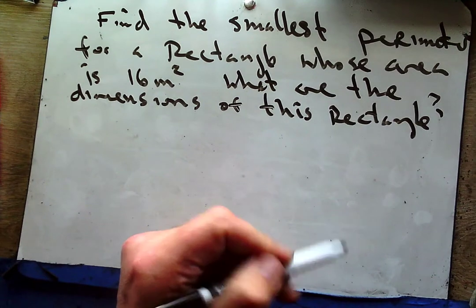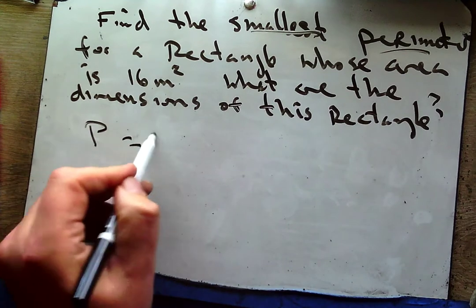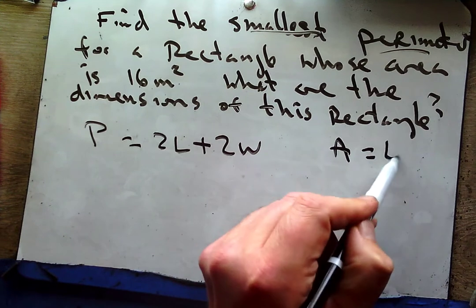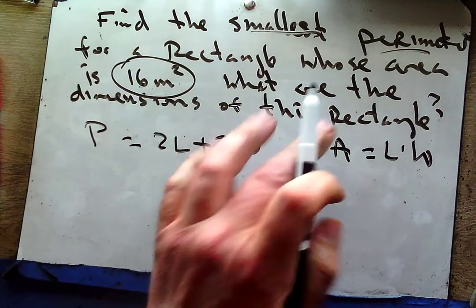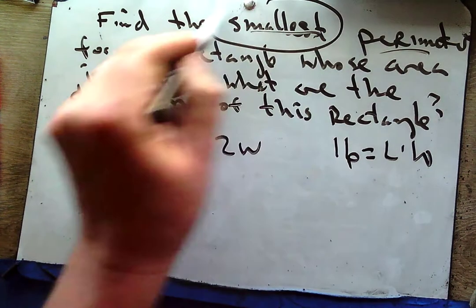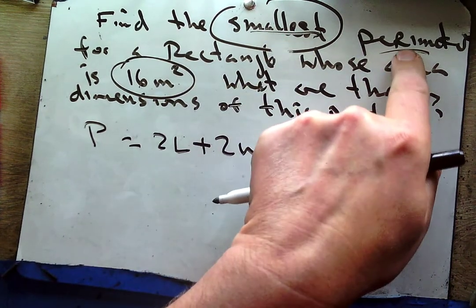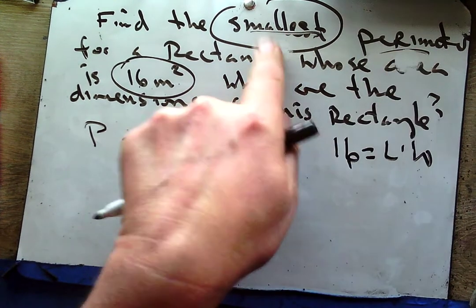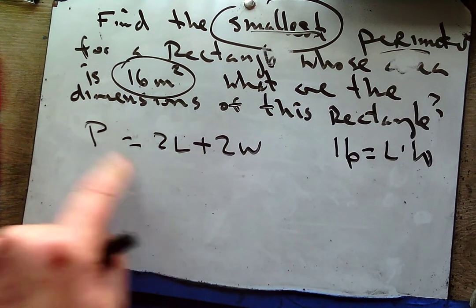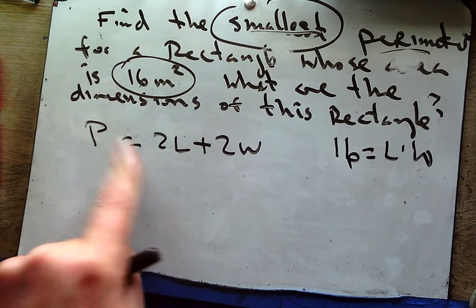Okay, so let's think about what we know. Smallest perimeter. Perimeter is 2 L's plus 2 W's. Area is L times W, and area here is 16. That's my helping equation. See this superlative? This superlative tells me what I'm taking the derivative of. I'm looking for a minimum on the perimeter function. Here's the perimeter function. This is the one I want to take the derivative of, but not until this is in terms of one variable.